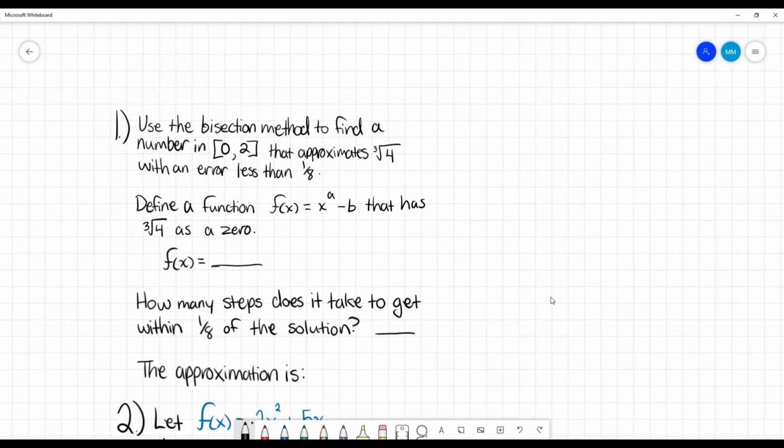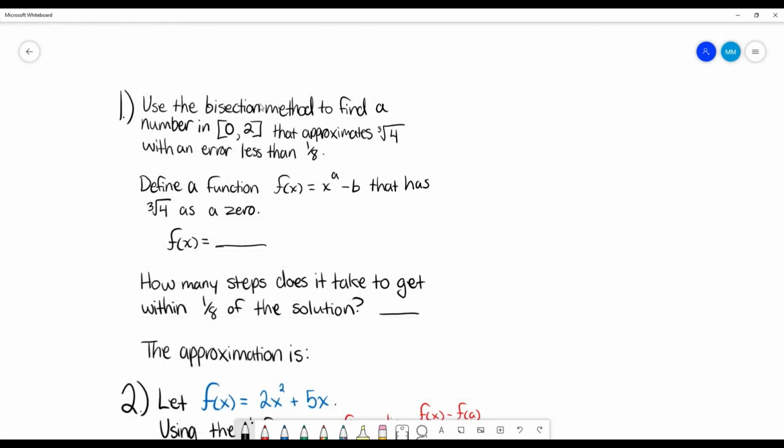And so this very first question wants us to use the bisection method to figure out about where the root or the zero is for a function that we're going to be determining. So it says right here, use the bisection method to find a number in this interval from 0 to 2 inclusive that approximates the cube root of 4 with an error less than 1/8.